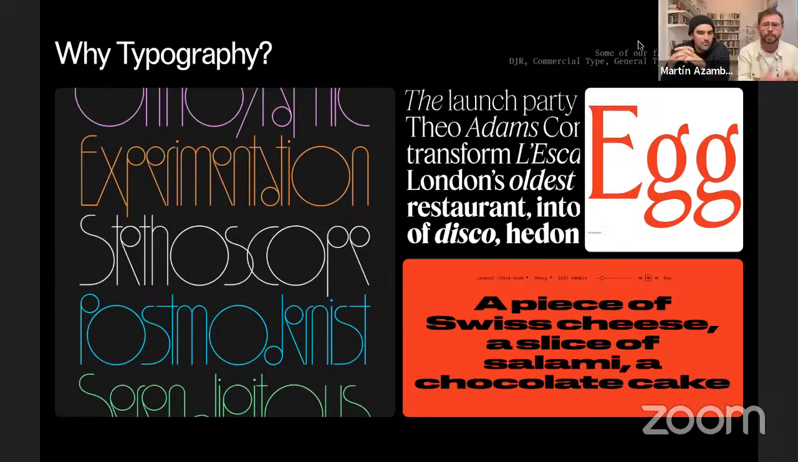And some of our favorite foundries like DJR, Commercial Type, General Type, Shiktoika, those are reimagining, playing off things that can work, or even pushing what is possible altogether. So it felt like a timeless place to play with AI.